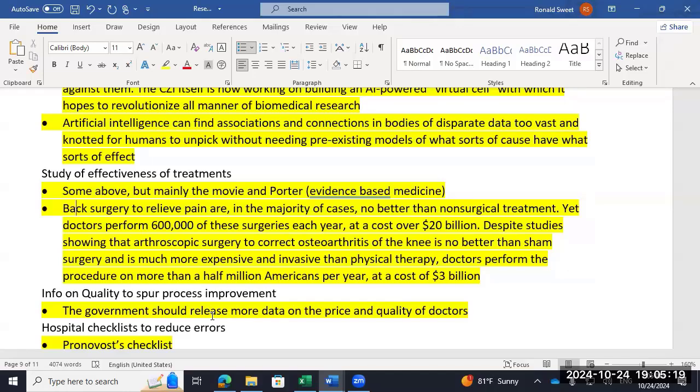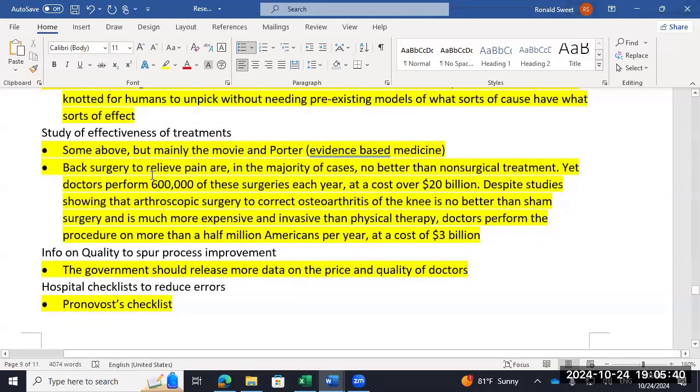But $20 billion, despite studies showing that arthroscopic surgery to correct whatever that is on the knee is no better than sham surgery and is much more expensive and invasive than physical therapy. Doctors perform the procedure on more than 500,000 Americans per year at a cost of $3 billion. So again, evidence-based medicine. These are the questions you should be asking.